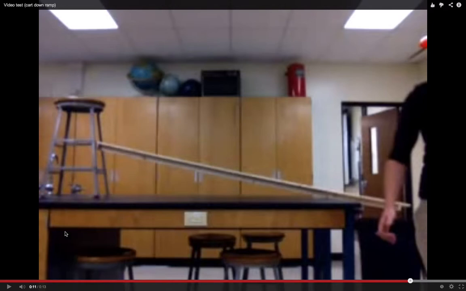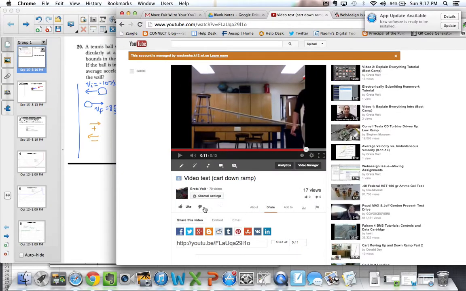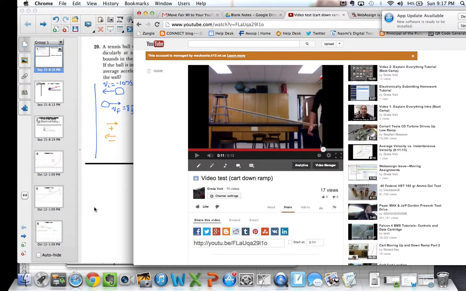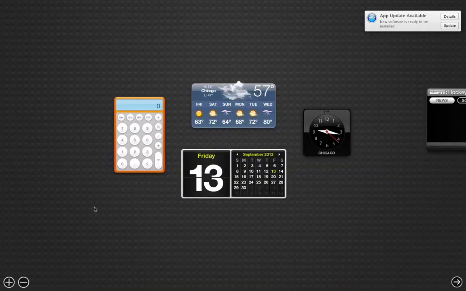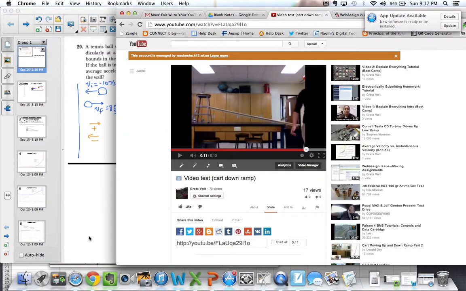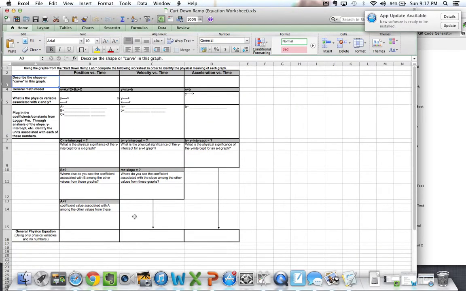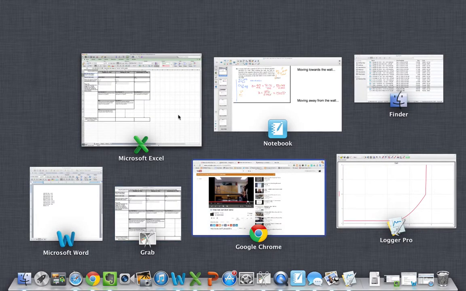So with this experiment, we have a motion detector that's posted up here on the top. We have the cart going down the ramp, and you collect your data based off of that cart moving down, away from your motion detector. So with this in mind, let's see if we can figure out what this is going to look like. Think about your graphs, and what you'd expect these graphs to look like based off of our knowledge of motion. The object is speeding up as it heads down the ramp.